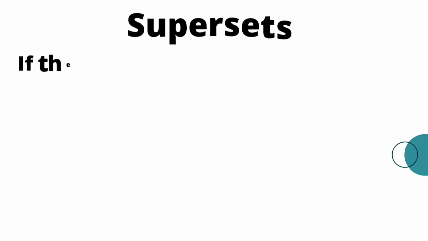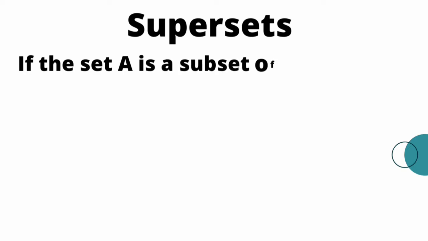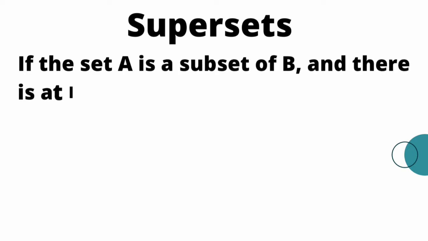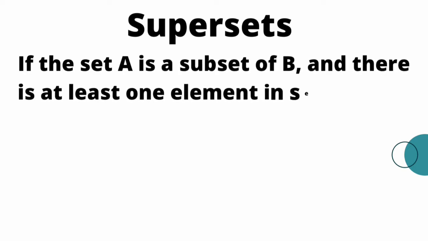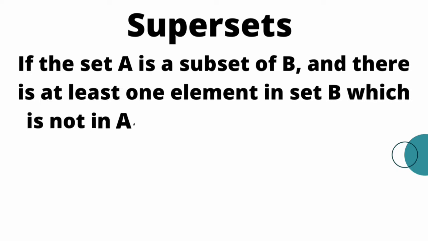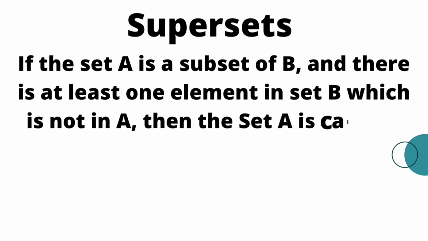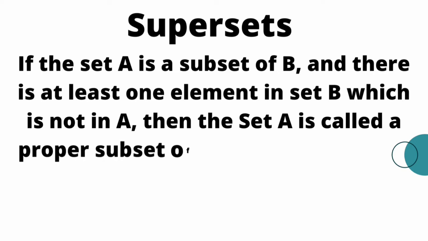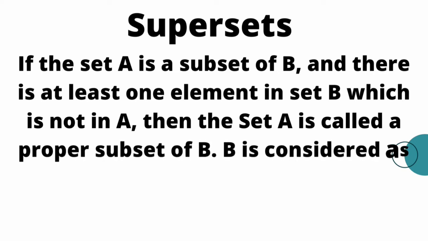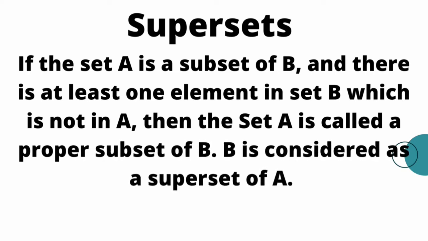Supersets. If the set A is a subset of B and there is at least one element in set B which is not in A, then the set A is called a proper subset of B. B is now considered as a superset of A.